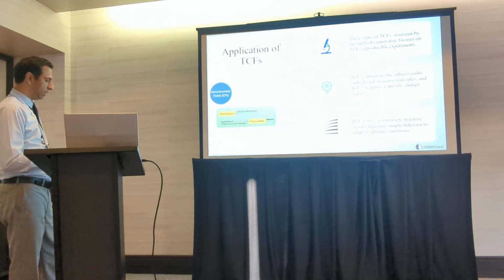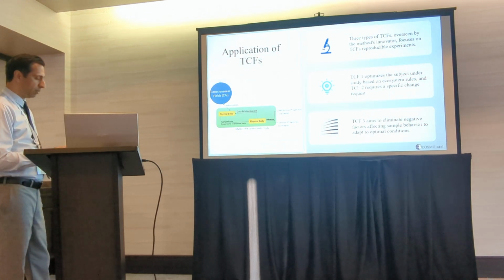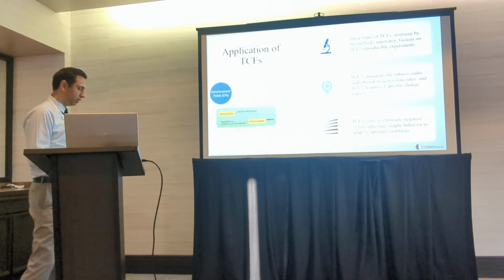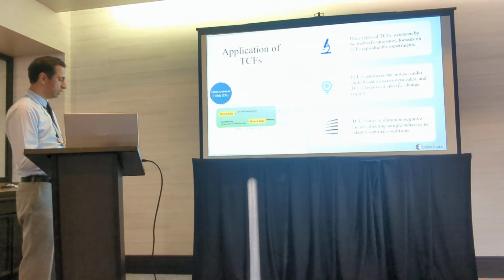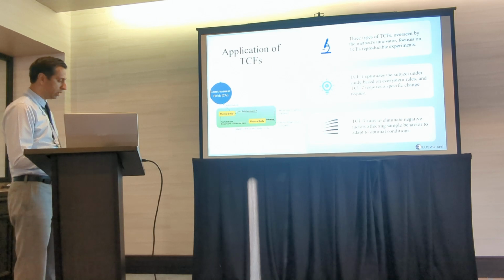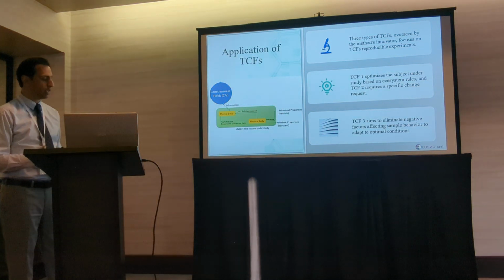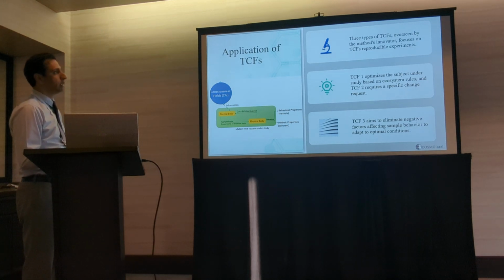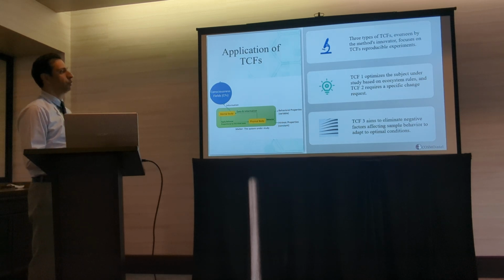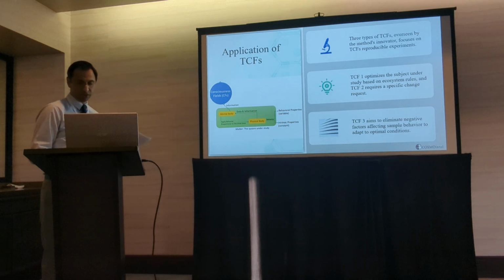Three types of TCFs were applied to the samples, similar to the other experiment that Afshin explained. The experiment was overseen by Mohammad Ali Taheri, the founder of TCF theory, who aims to conduct reproducible experiments related to TCFs. In this study, TCF 1, 2, and 3 were applied to the samples, with untreated samples as control. TCF 1 optimized the subject under study based on ecosystem rules, and TCF 2 records a specific change request. TCF 3 aims to eliminate negative factors affecting sample behavior to adapt to optimal conditions.